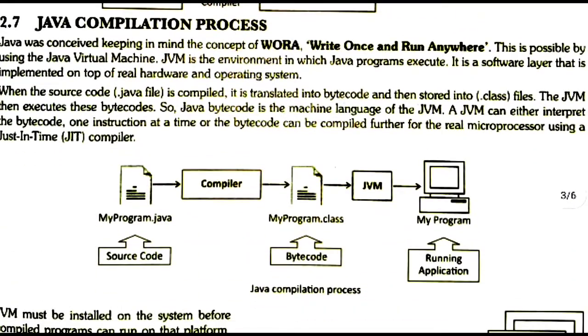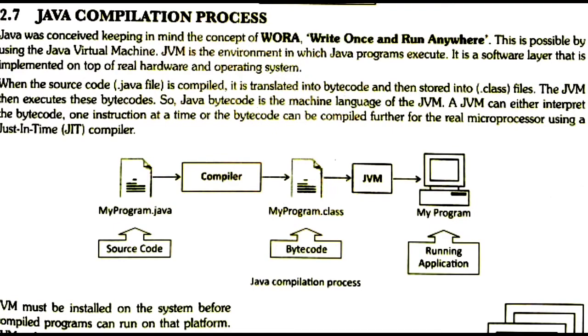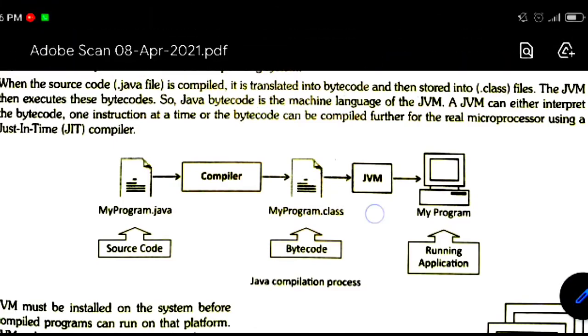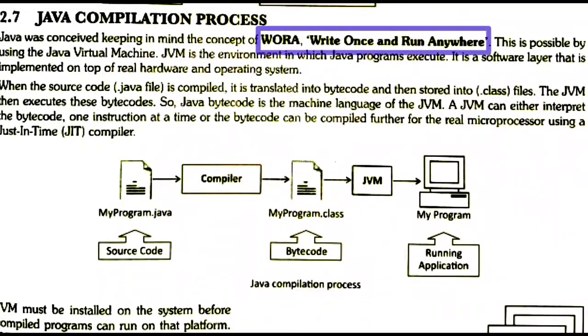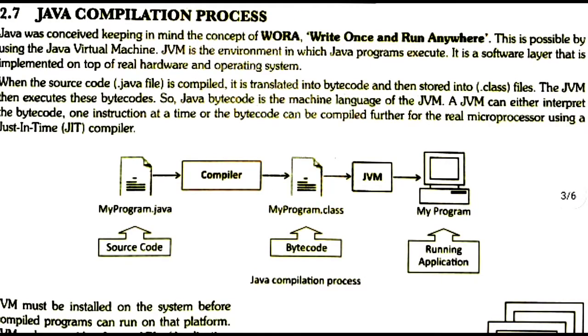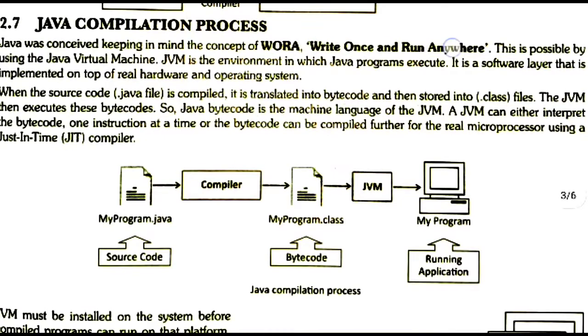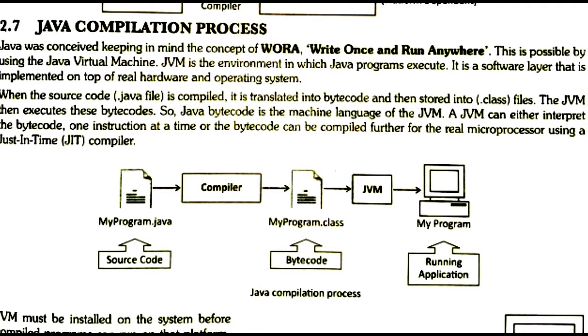And here we have the Java compilation process. Java is a language in which we use WORA. WORA means write once and run anywhere. It means the programmer need not write the program again and again for different platforms. They need to write a program just one time, and after that the same program can run anywhere on any platform. So this also relates to being platform independent: Java programs are written just once, and then you can use the same program to run on any platform.